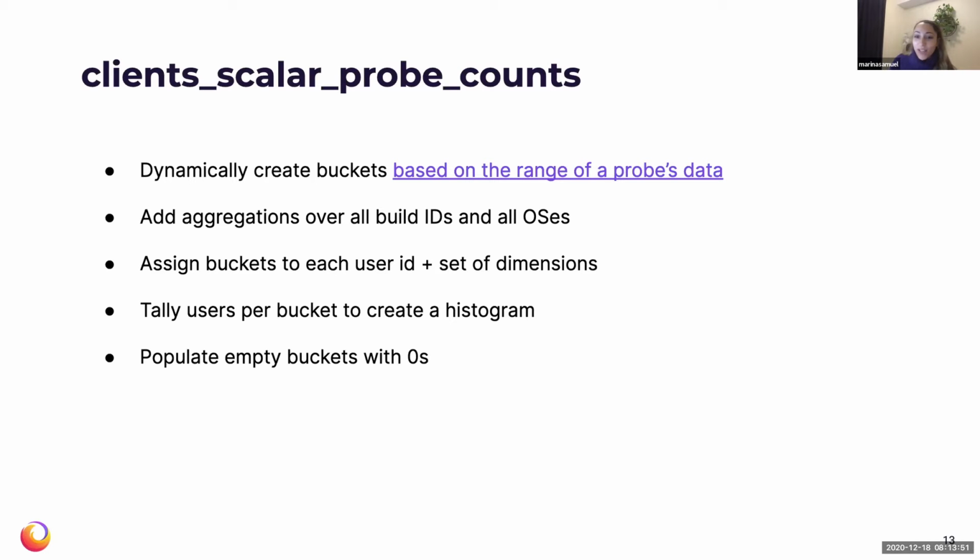Okay, so back to how we process the scalars to be displayed. We have these buckets that we generate. We also, similar to histograms, need to add aggregations for all the build IDs and OSs. We then need to assign buckets for each client with their set of dimensions. So for scalars, we use the bucketing system I just described, but Booleans are also included in this computation.